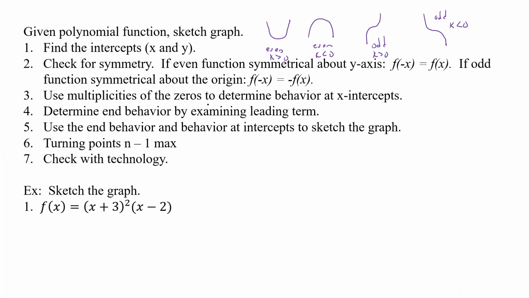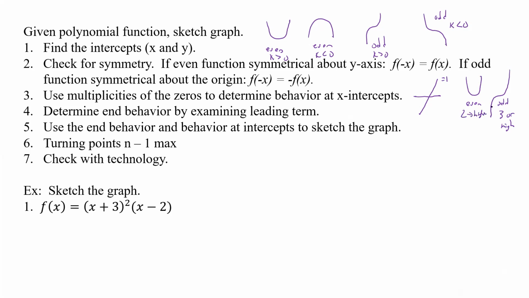Then we're going to use the multiplicities of the zeros to determine the behavior at the x-intercepts. So remember, when it was odd and it went straight through the graph, then the multiplicity was equal to 1. If it came down and touched, that was going to be even. And if it came down and did something like that, that's odd again, but it's going to be 3 or higher, depending on what it is. And this is going to be even, so it could be 2 or higher.